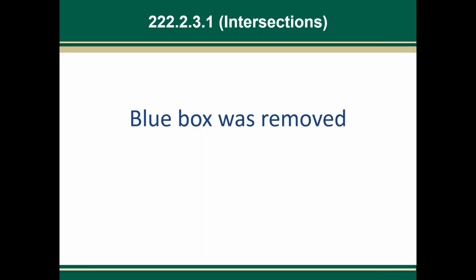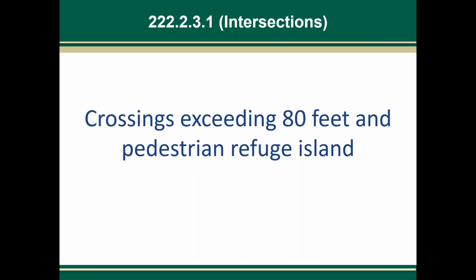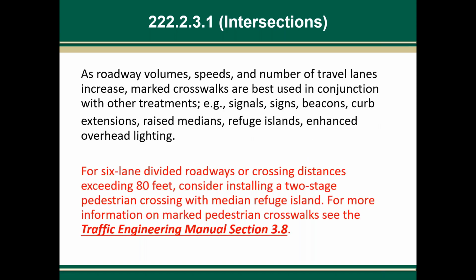Also in the intersections section, we have removed a blue box. We also have some information about crossings exceeding 80 feet and pedestrian refuge islands. Specifically, the new text here is in red. It says, for 6-lane divided roadways or crossing distances exceeding 80 feet, consider installing a 2-stage pedestrian crossing with median refuge island. For more information on marked pedestrian crosswalks, see the Traffic Engineering Manual, or TEM, section 3.8.